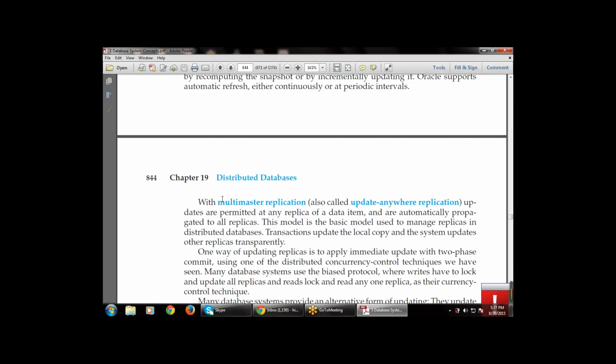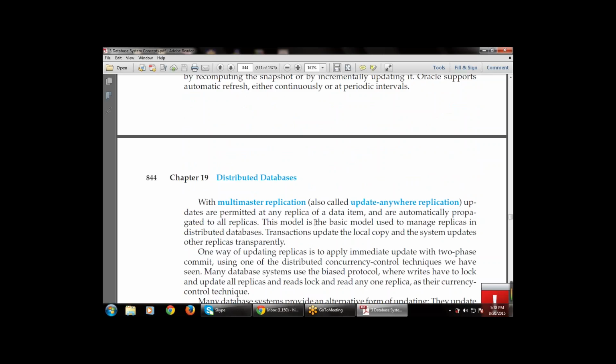Then there is multi-master replication, also known as update-anywhere replication, where updates are permitted at any replica of a data item. This is the basic model to manage replicas in distributed databases. Transactions update the local copy and the system updates the other replicas transparently.